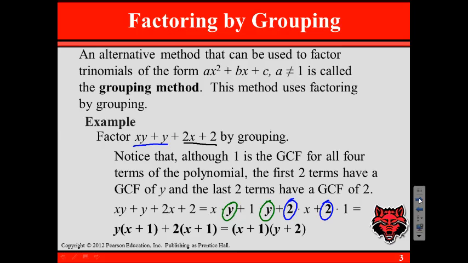On the next line, we factor out the first GCF. We then factor out the second GCF. And as a result, we see that each term has a binomial factor in common, the x plus 1. So finally, we factor out the binomial factor, and we would be finished factoring by grouping.